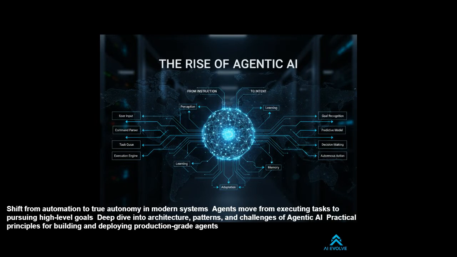Welcome. We've spent decades building systems that follow explicit instructions with precision and scale. We've mastered automation. But the next paradigm shift is already here, moving beyond automation to autonomy. We are transitioning from systems that execute predefined tasks to systems that understand and pursue high-level goals. This is the era of agentic AI.